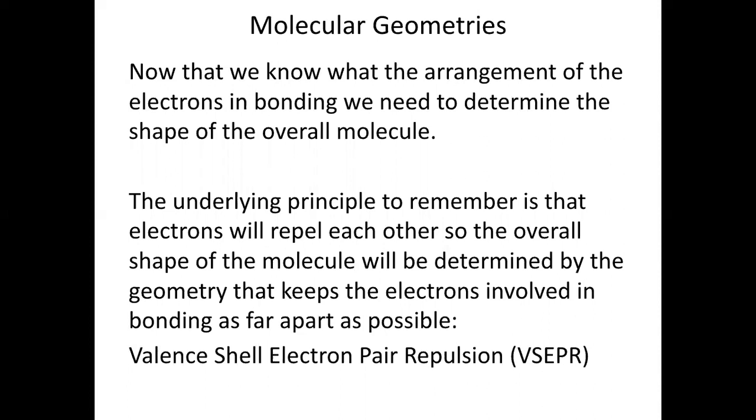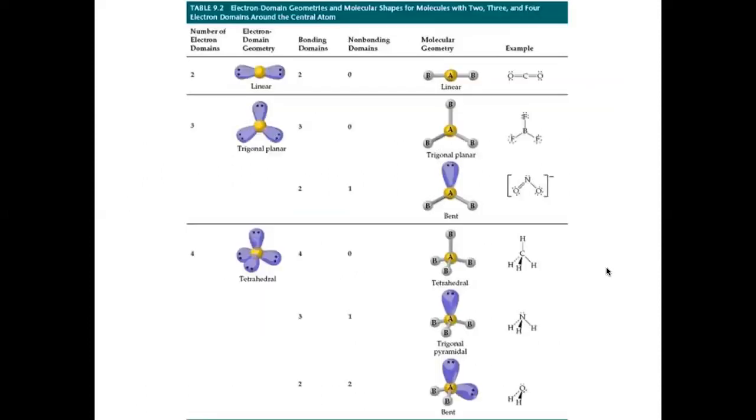The underlying principle to remember is that electrons will repel each other. So the overall shape of the molecule will be determined by the geometry that keeps the electrons involved in bonding as far apart as possible. We're bringing these electrons together, we're sharing them, but each electron has a negative charge that will naturally repel the other. So a molecule is going to arrange itself in such a shape that keeps those electrons as far apart as possible.